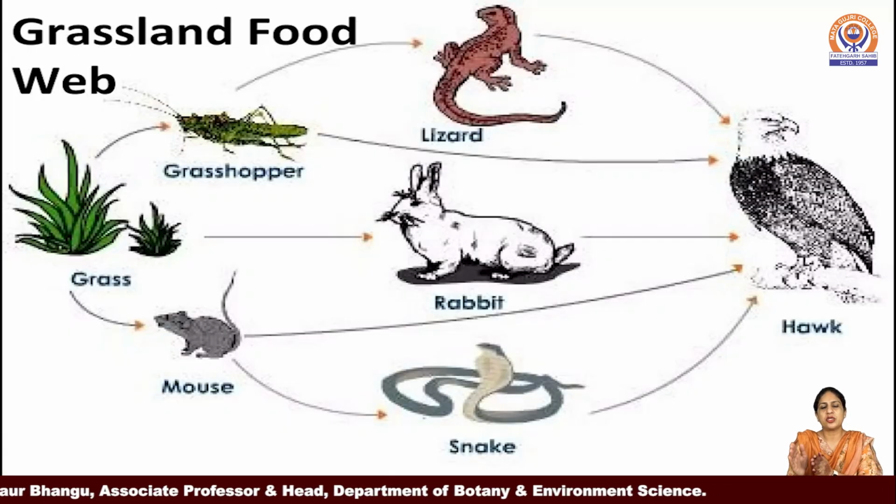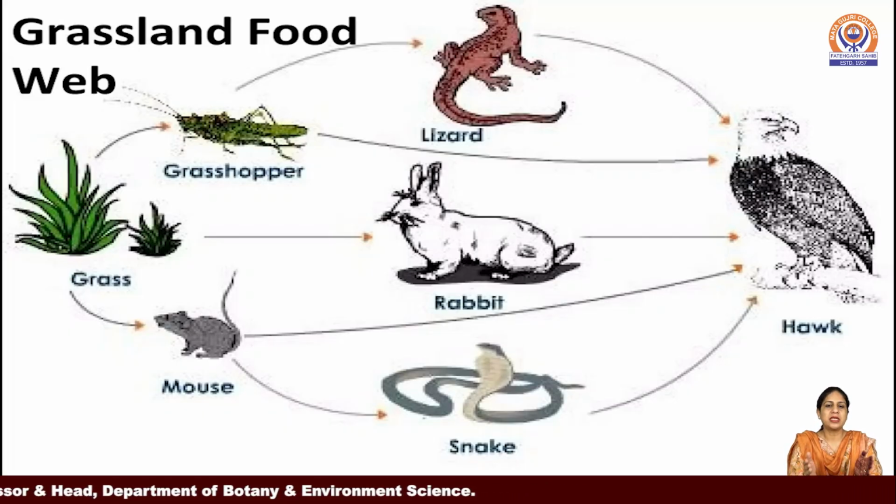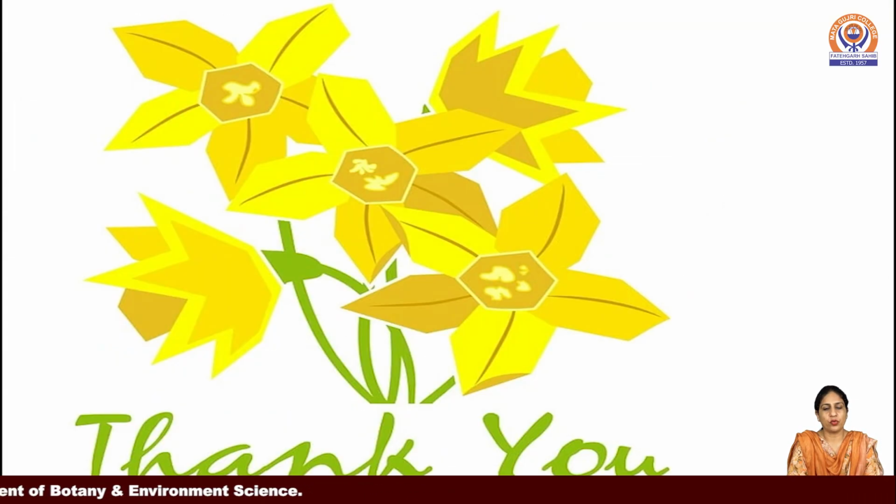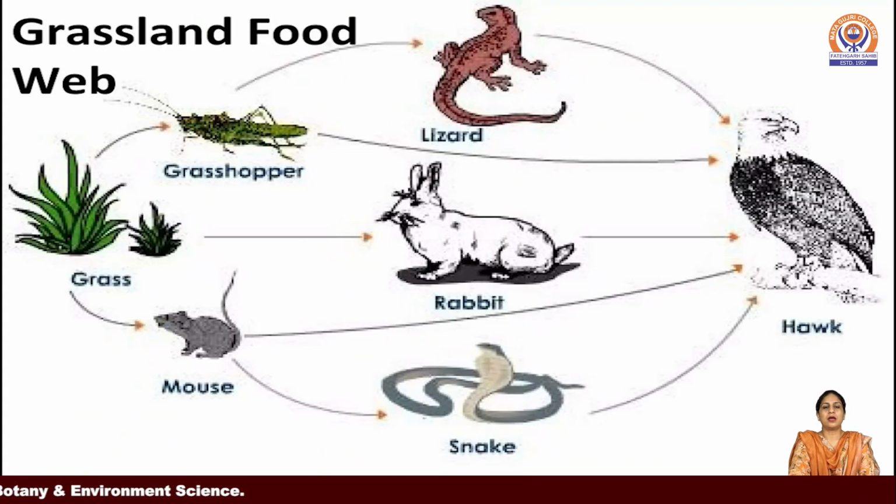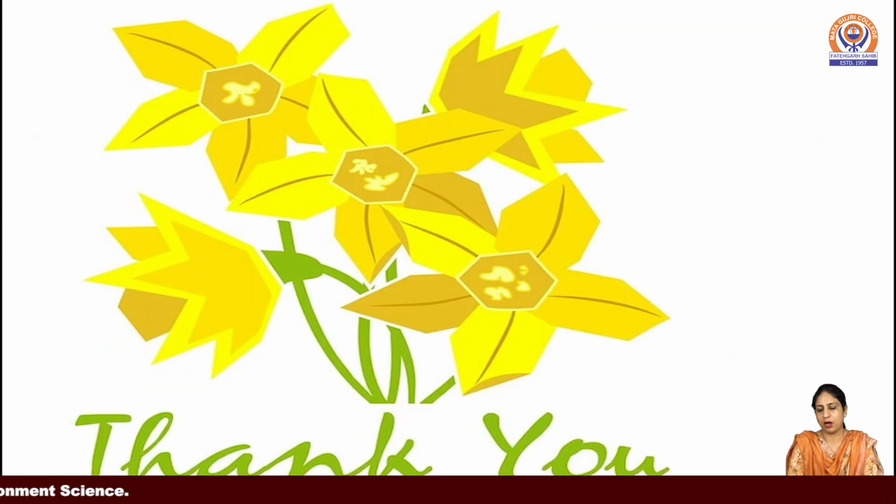Similarly, mouse can be eaten by snake or by hawk. And similarly, these consumers can be fed upon by hawk. So, there are a number of food chains that are found intermingled among themselves in this grassland food web. So, this is another example of a food web. So, with this, I hope you have a clear understanding of food chain and food web by now. So this was all about food chain and food web.